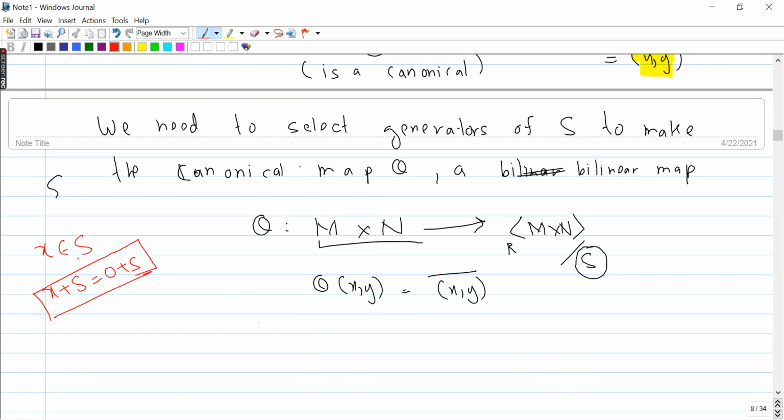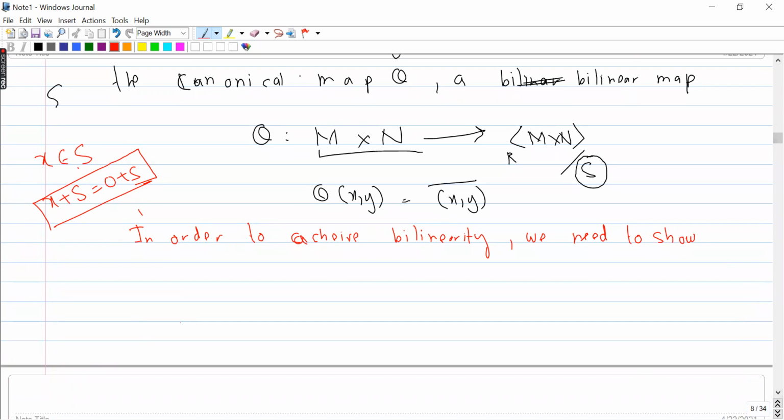Okay, so in order to achieve bilinearity, we need to show, number 1, the condition: theta of x1 plus x2 comma y should be equal to theta of x1 comma y plus theta of x2 comma y.